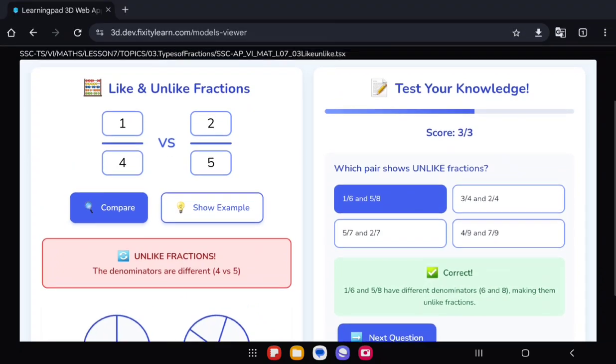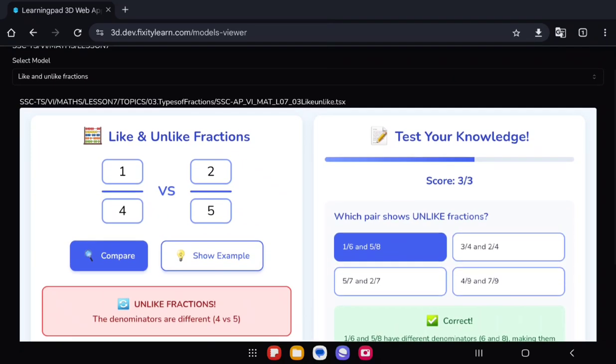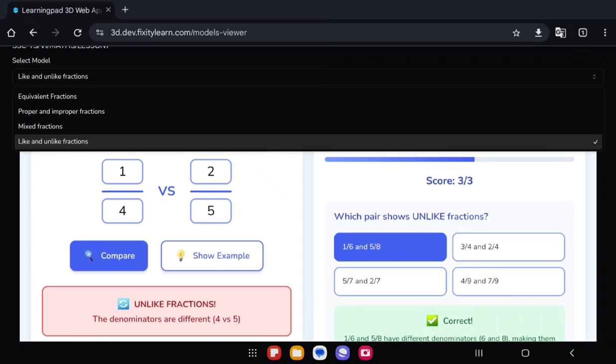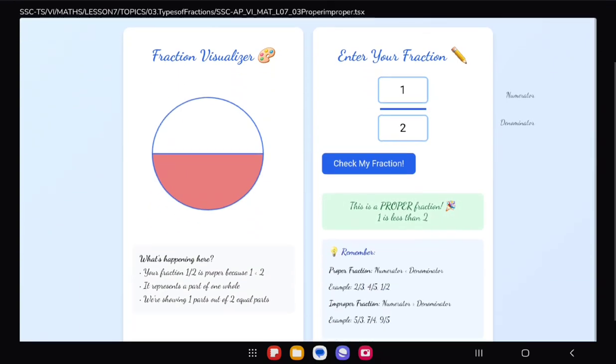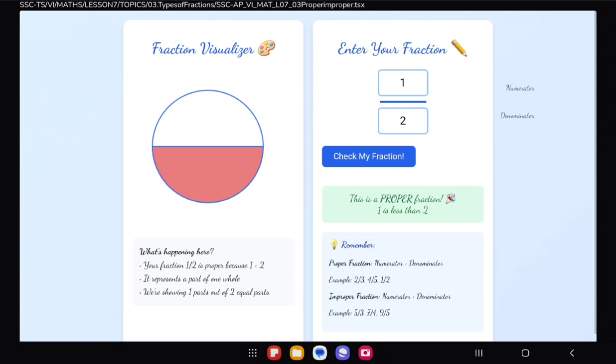All right. Now we have learned all about like and unlike fractions. Let us now talk about proper versus improper fractions. Now we're not comparing fractions anymore. We are going to be seeing whether a single fraction is proper or improper.